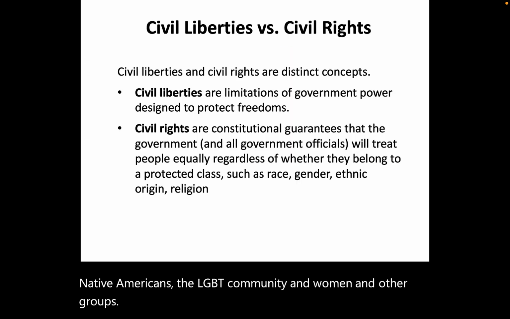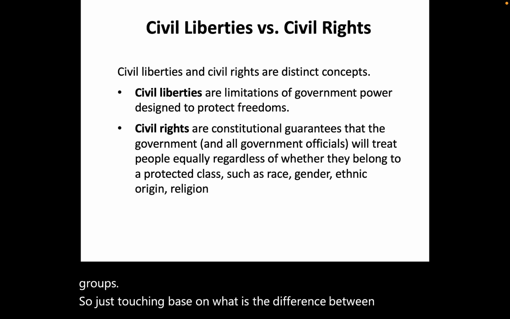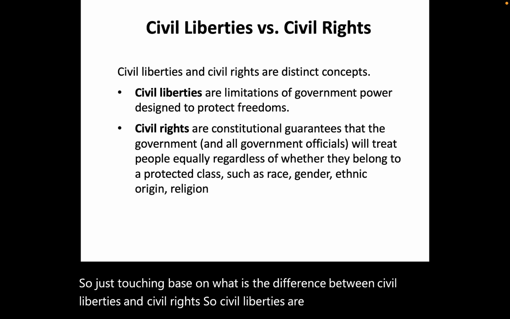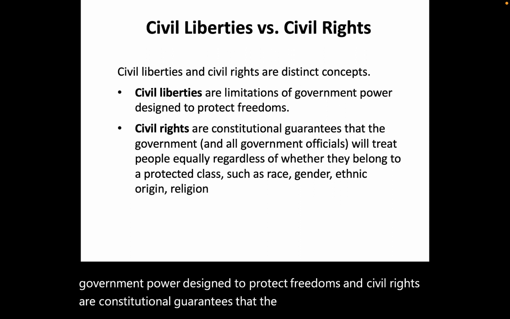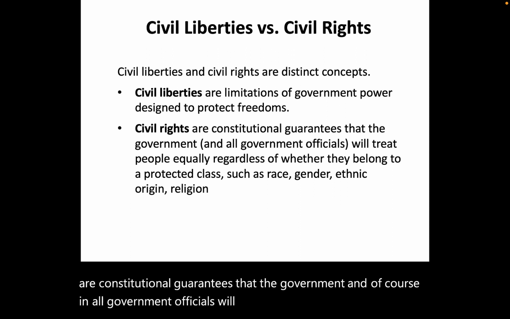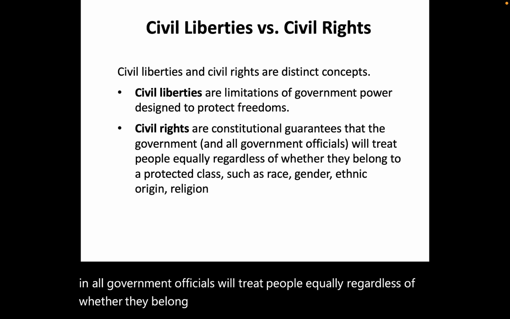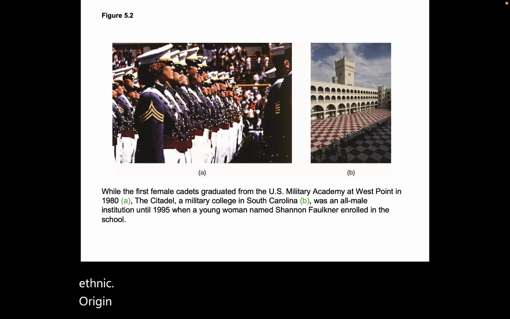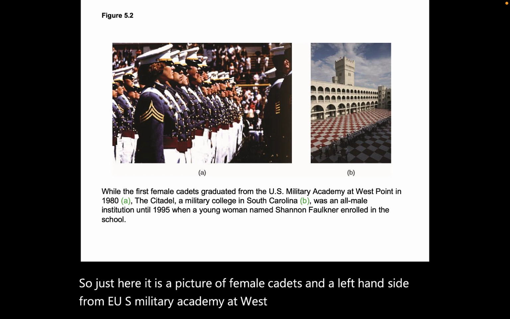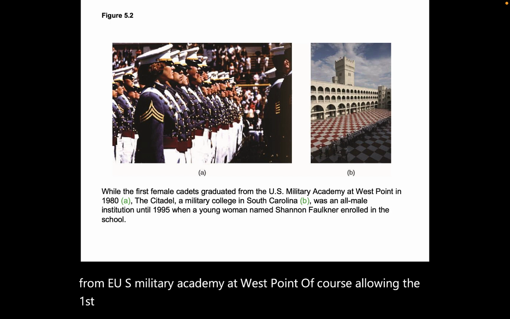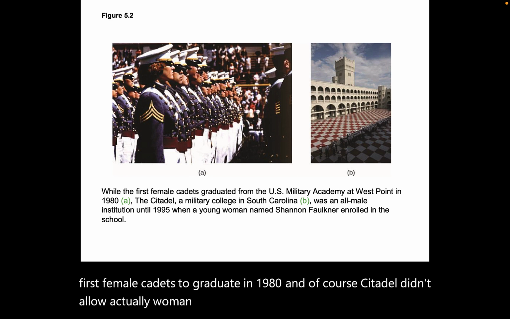Just touching base on the difference between civil liberties and civil rights. Civil liberties are limitations of government power designed to protect freedoms, and civil rights are constitutional guarantees that the government, and of course all government officials, will treat people equally, regardless of whether they belong to a protected class such as race, gender, ethnic origin, and religion. Here is a picture of female cadets on the left-hand side from the U.S. Military Academy at West Point, which allowed the first female cadets to graduate in 1980, and of course the Citadel didn't actually allow women until 1995.